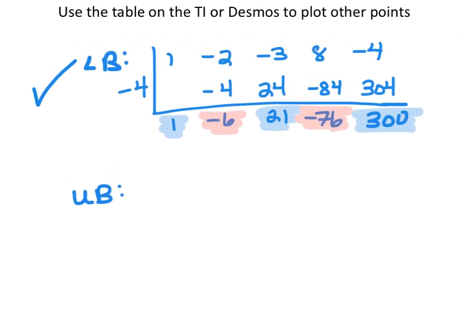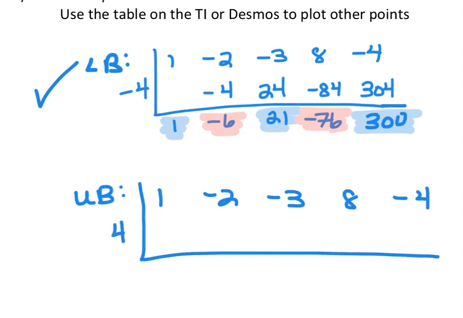and now I'm going to check the upper bound, and I'm going to do a whole new synthetic division with the same divisor. And this time I'm testing +4.